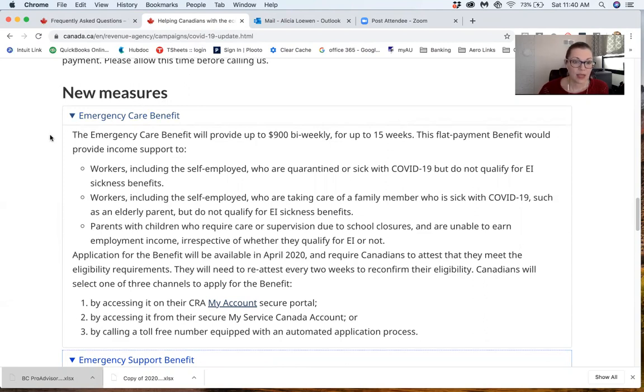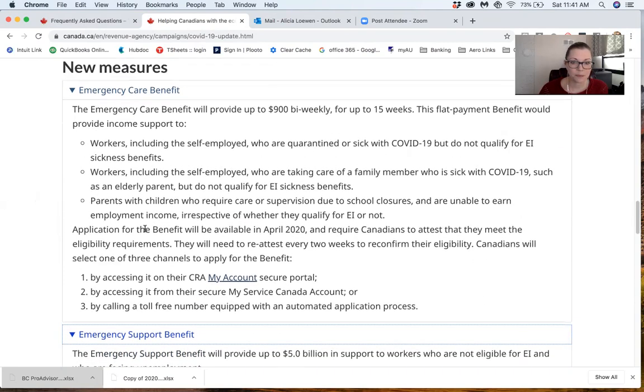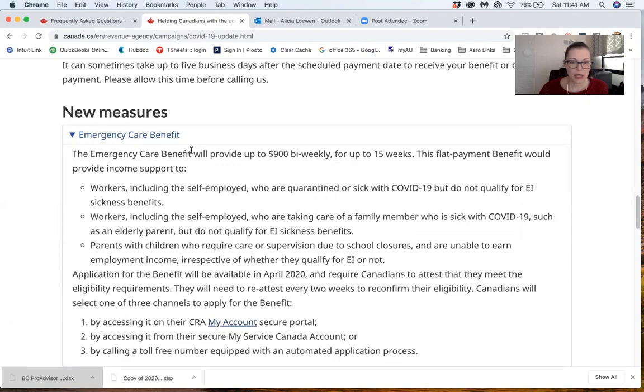So these are 2 new programs. There's going to be the emergency care benefit, as well as the emergency support benefit. The emergency care benefit is up to a maximum of $900 biweekly for a period of 15 weeks. This would be for income support. It's essentially EI, but it's income support for people who are workers, including the self-employed. That means sole proprietorships who are quarantined or sick with COVID-19, but do not qualify for EI sickness benefits.